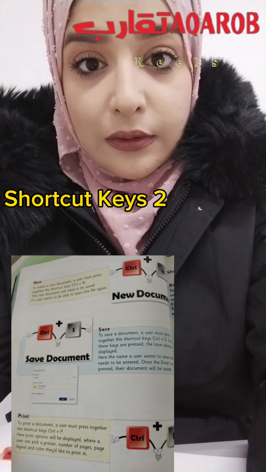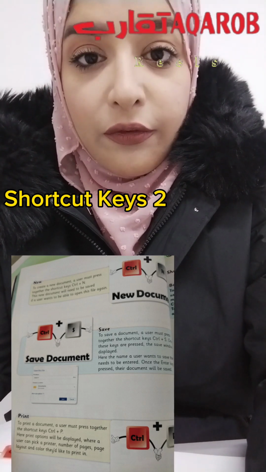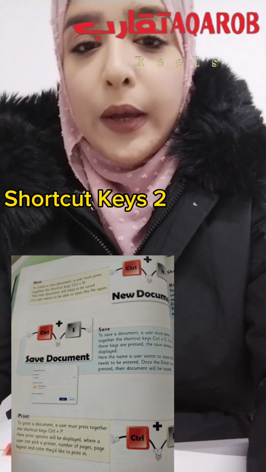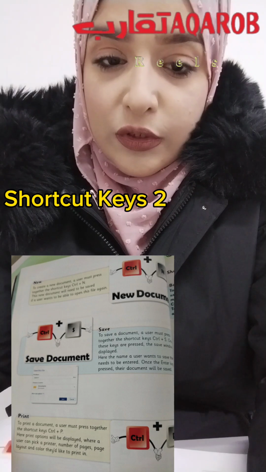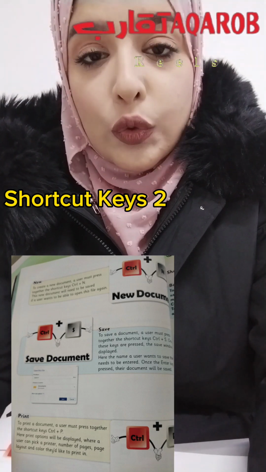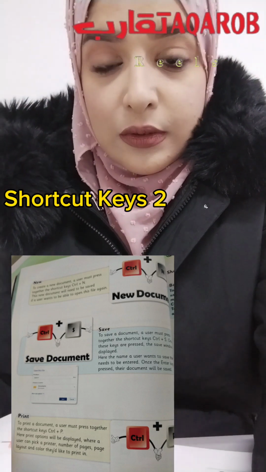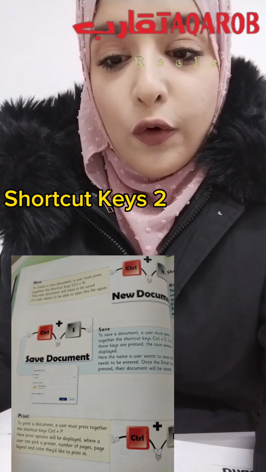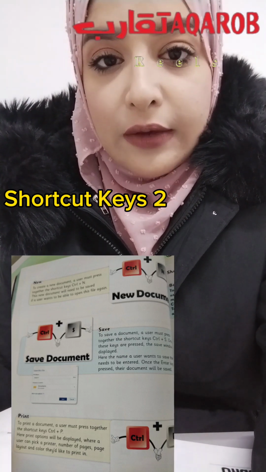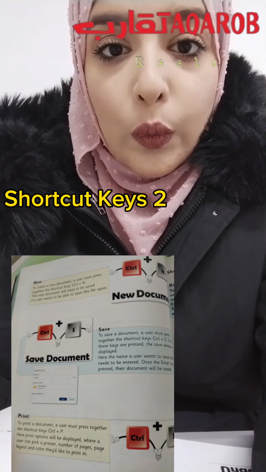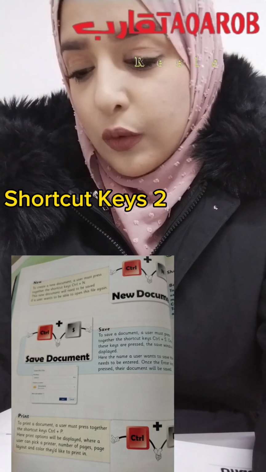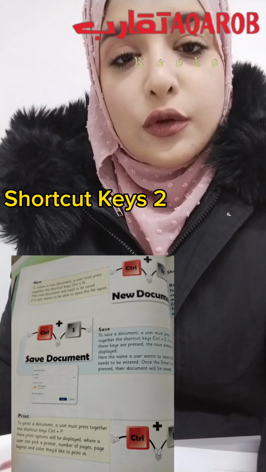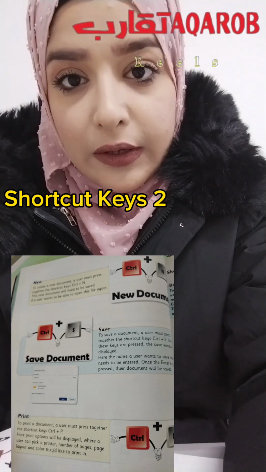Now, I open a new document, I put all my work inside, and I want to save it. How can I save my document? A user must press together two keys. What are the two keys that must be pressed together? Ctrl with S. S for save, N for new, O for open. So I press Ctrl with S to save the file.